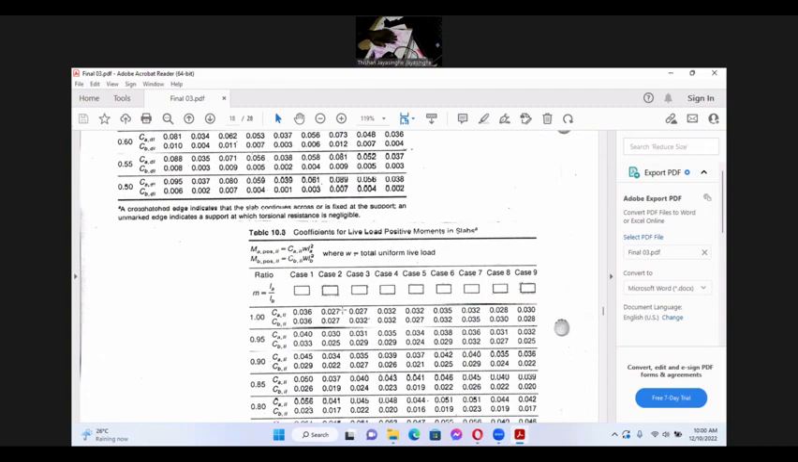So this way, if you have a continuous slab supported by beams, you can find these coefficients, and these are based on elastic behavior, not the yield line method. So these coefficients are different to the coefficients given in BS 8110 Part 2. They are different.